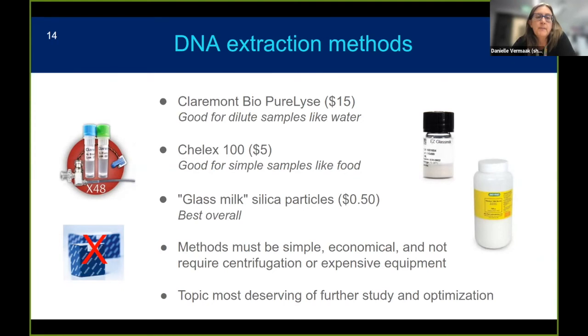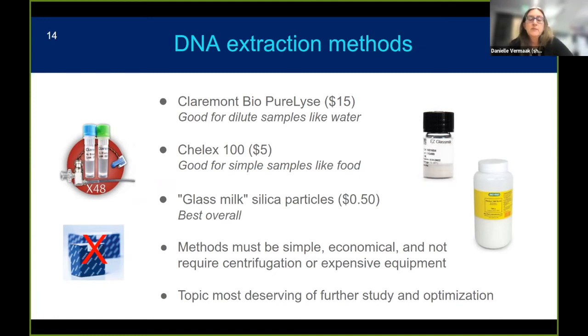So we tried different methods. We tried the Claremont BioPurelyze, which was a mechanical disruption. We used it to pull the sample through some beads with a syringe. This took some practice at first, because if you're in a lab and you're used to doing these things, it's a little bit hard, but students could absolutely do this. There was Chelex 100, which is good for simple samples like food. Glass milk worked pretty well.